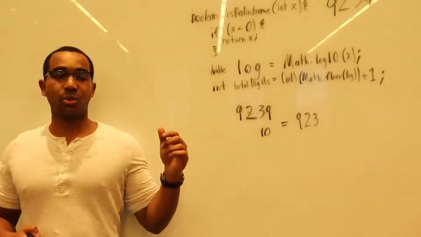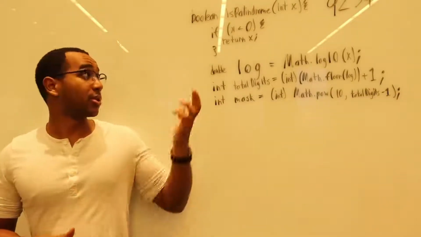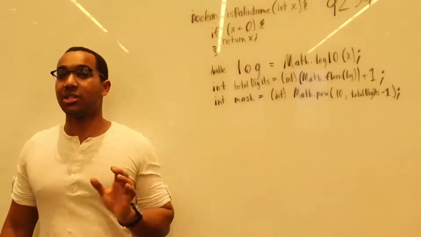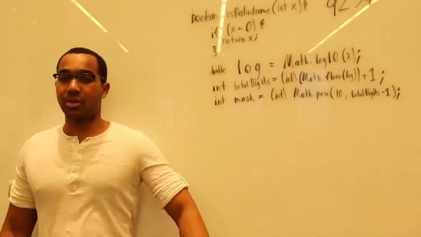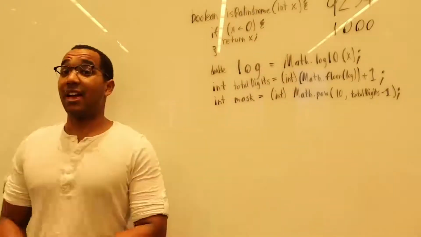Next, we're going to generate the mask. We generated the mask. How many zeros are in it? There's going to be 3 zeros because we want 1,000. We do 10 to the total digits minus 1, which is 4 minus 1, which is 3 in this case. So we generated the mask, which is 1,000. And now we just iterate.